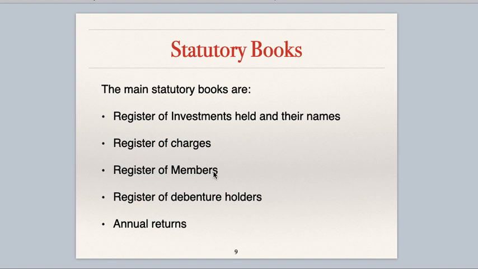Register of members is the register of shareholders who are owners of the company. Register of debenture holders. Debenture holders are creditors of the company. It is necessary to maintain a register of debenture holders also. Annual returns, that is returns filed by the company to income tax authorities.